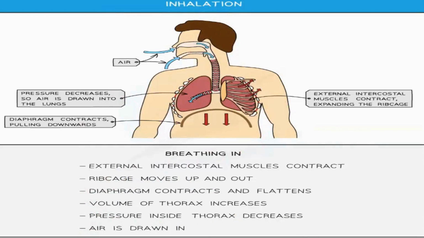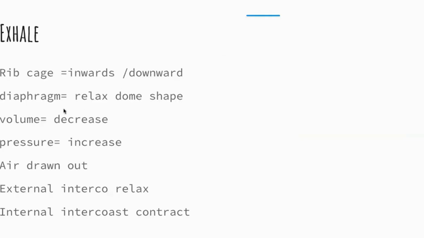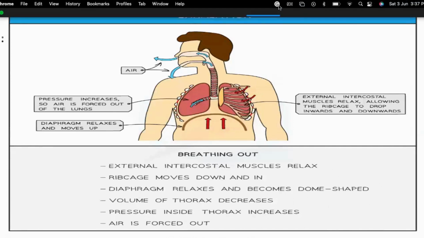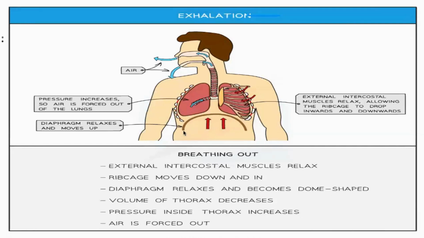Now if we look at exhalation, it's totally the opposite of what we did for inhalation. Previously we had the diaphragm contracting in inhalation, but in exhalation it's exactly the opposite: it is relaxing and becoming dome shaped. If you look at it logically, in exhalation, breathing out, if the diaphragm remains in the dome shape, the chest cavity is only this bit, which means the volume of the chest cavity decreases.